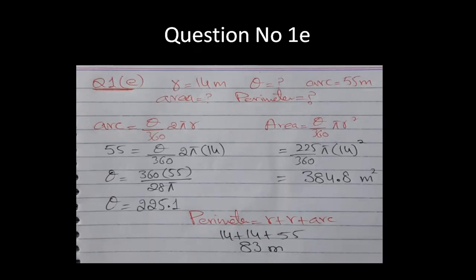So because you know the arc length and you know the radius, by applying the formula of the arc length, I can find out the angle at the center. I can find the value of theta. So the arc is theta by 360 times 2 pi r, and 55 equals theta by 360 times 2 pi. The radius is 14. Okay, so I will make that theta alone.